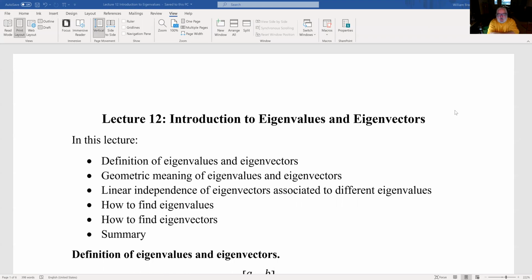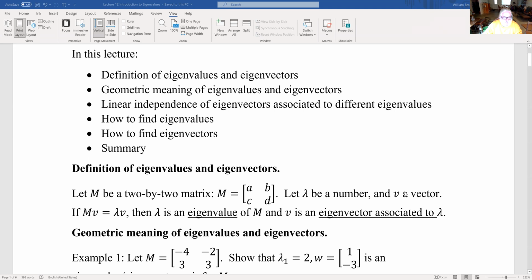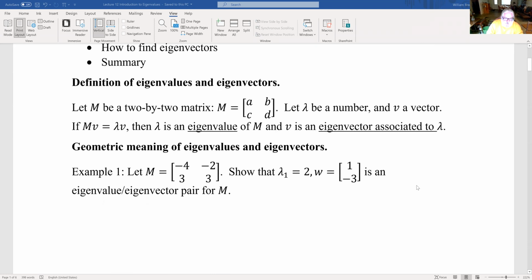Okay, so introduction to eigenvalues and eigenvectors. In this lecture, we will look at the definition of eigenvalues and eigenvectors, geometric meaning, linear independence, and how to find them. So the definition of eigenvalues and eigenvectors is right there.